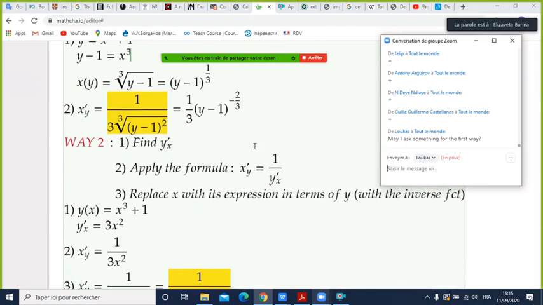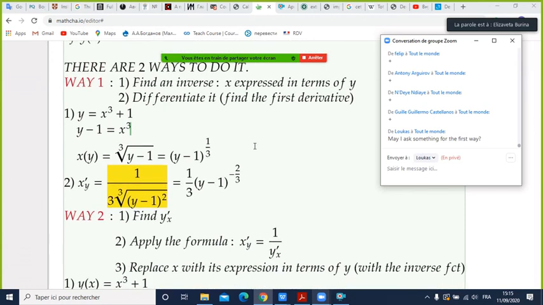Yes, you may, Lucas, ask something for the first way. If you want to unmute, you can.